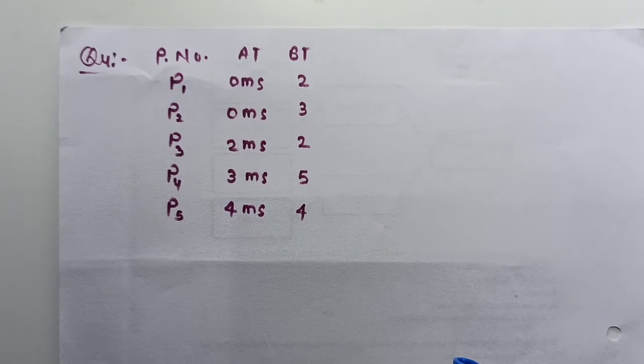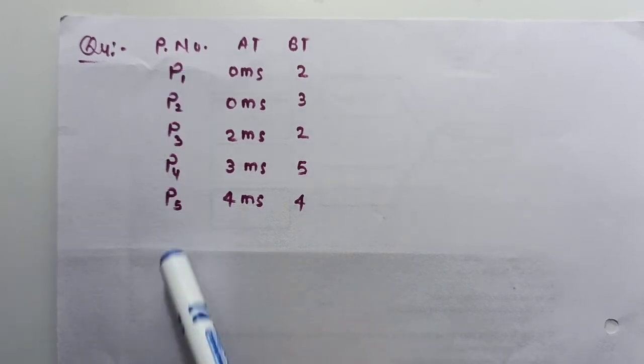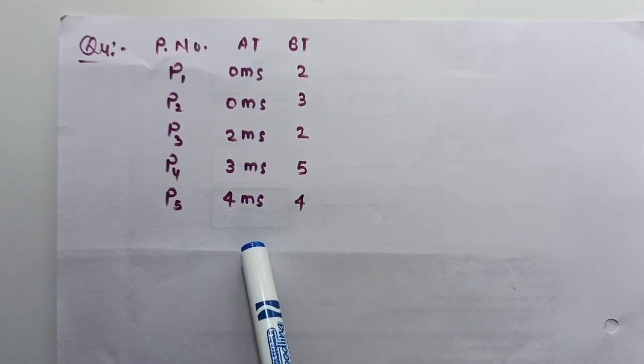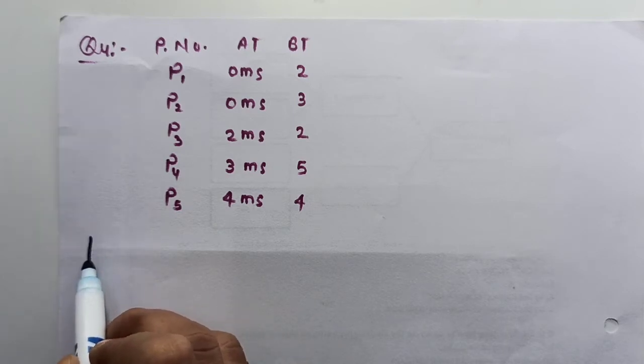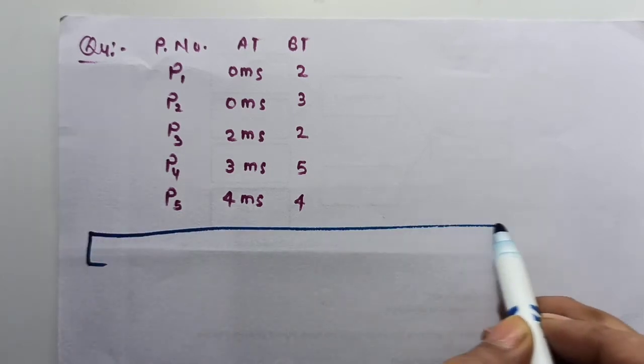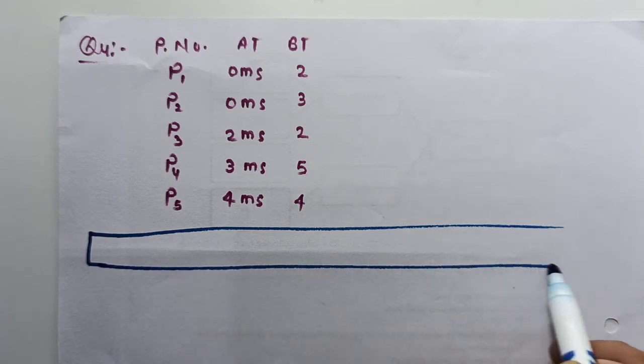This is an example where we have 5 processes. The arrival time of all the processes are given with their burst unit. Okay, so let's first schedule it using LRTF. So you need to be very careful during scheduling these processes, during LRTF scheduling.